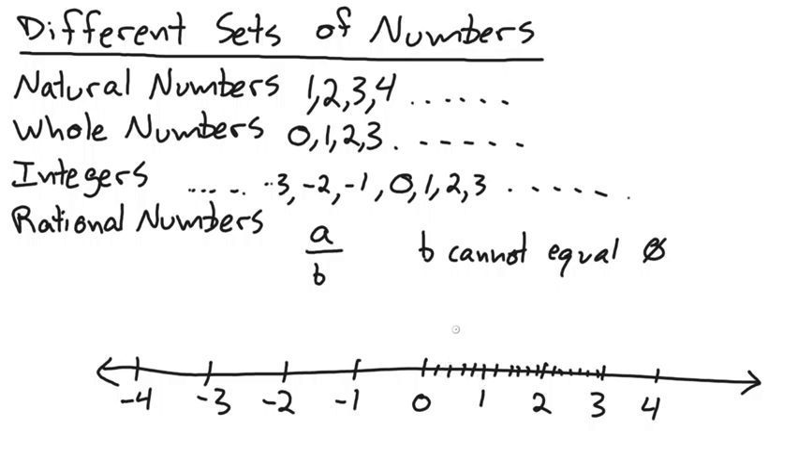So for instance, 1/2 would be about there. If this is 1 here, you have 1/2 there. Here, let me change the color for some of this. So 1/2 could be a rational number. Also, 3/2. So it's in the form a over b, where a in this case would be 3 and b would be 2.